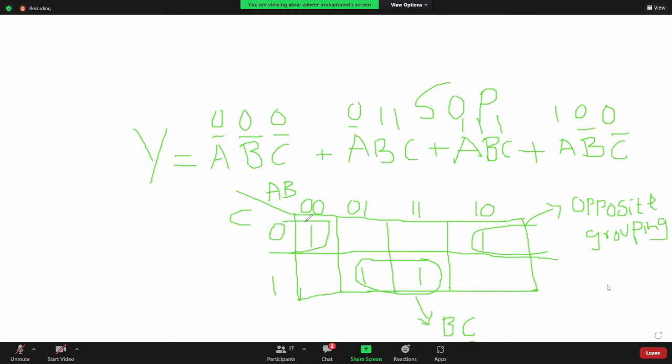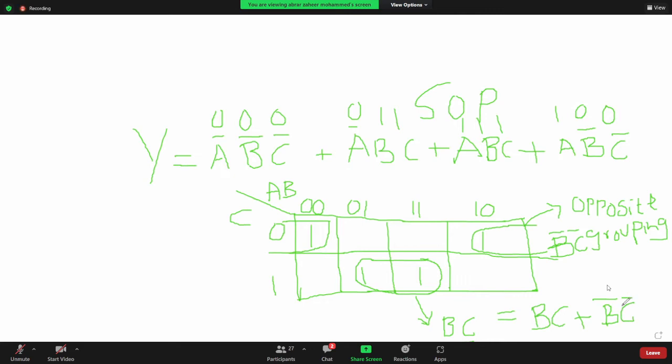For this opposite grouping, the value of C is 0 and the value of A is changing from 0 to 1, but the value of B is 0 here, and here also the value of B is 0. So B is 0 means we write it as B bar, and C is 0 means it is written as C bar. So the final minimized expression is BC plus B bar C bar.